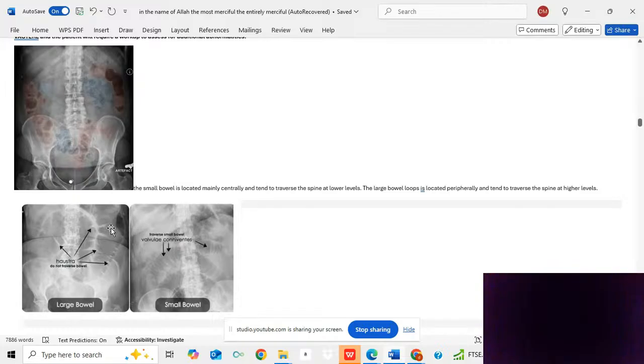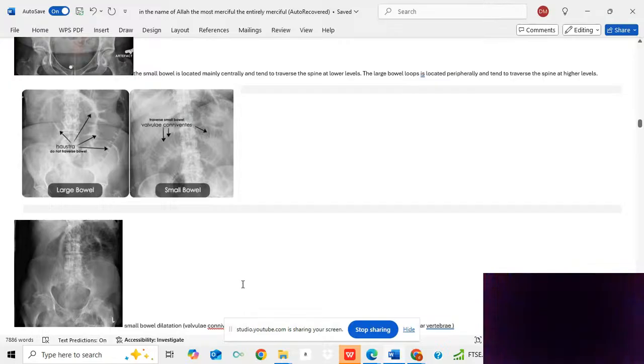However, the large bowel loops contain the haustra, which are folds that do not traverse the whole lumen. Okay, if you go like this, this is the haustra, which tend to not traverse the whole lumen of the large bowel, okay?